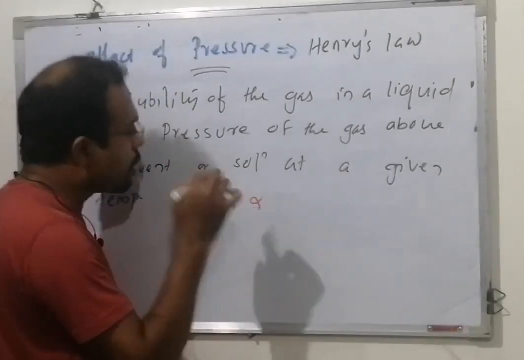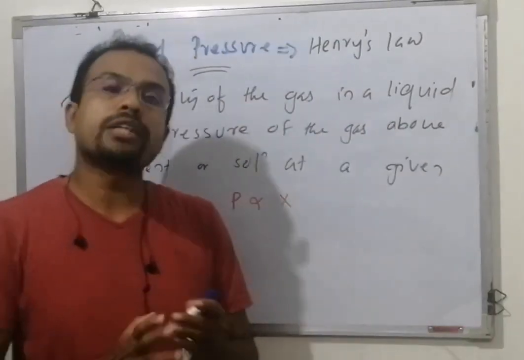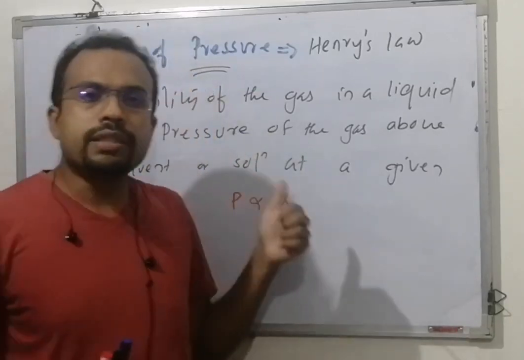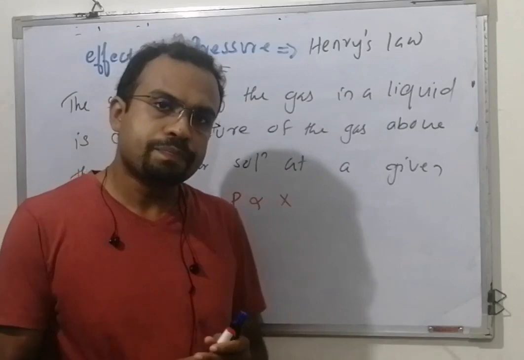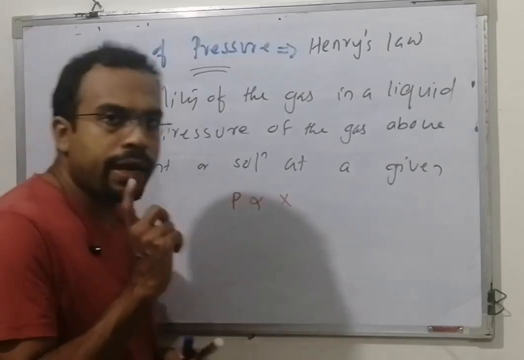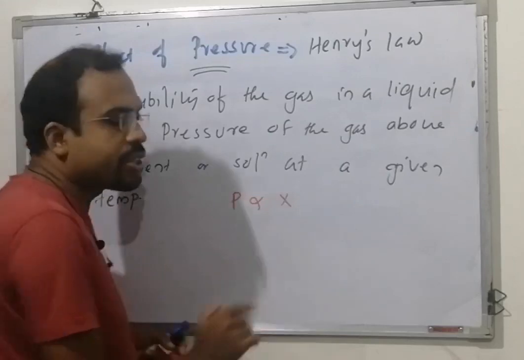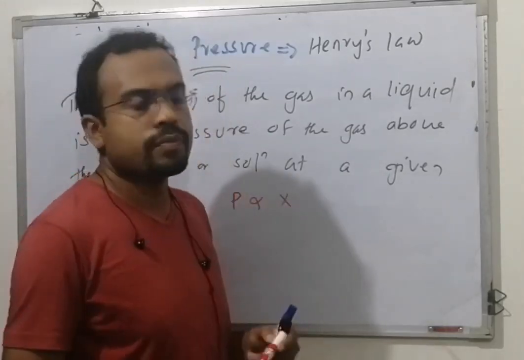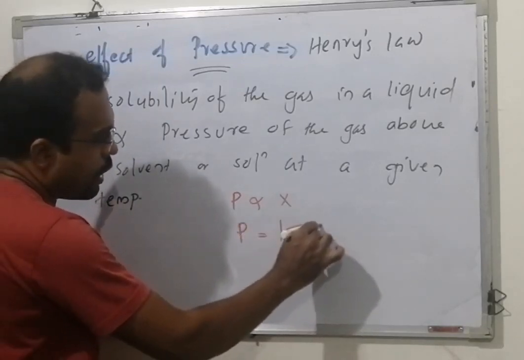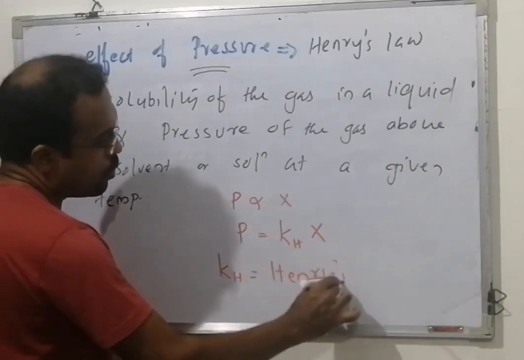How much pressure you are given is directly proportional to solubility. Solubility can be expressed in mole fraction, molality, concentration, any terms. NCERT has used mole fraction, therefore we can use that. What is P? P is the pressure of the gas above the solution. What is X? Mole fraction of the gas in the solution. Now the proportionality constant is replaced by a constant. What is KH? KH is called Henry's constant.